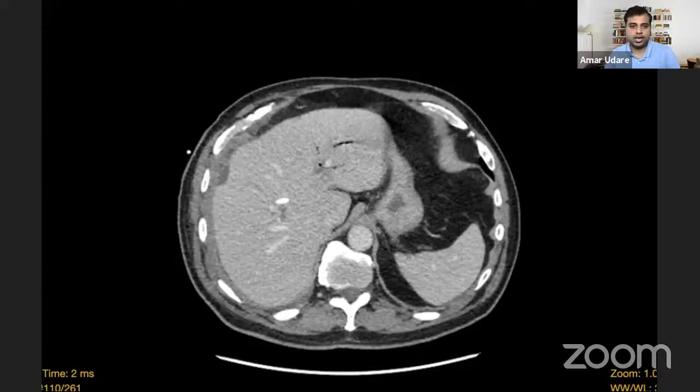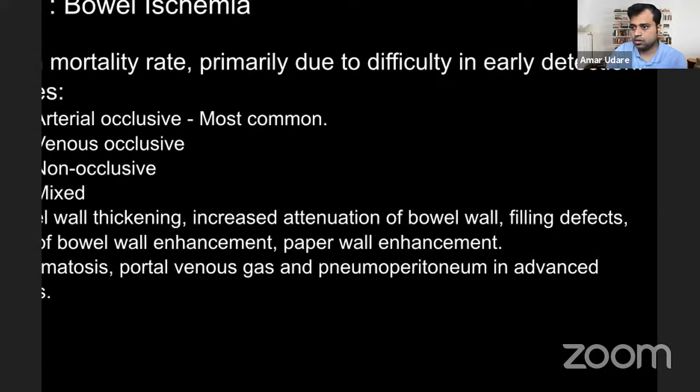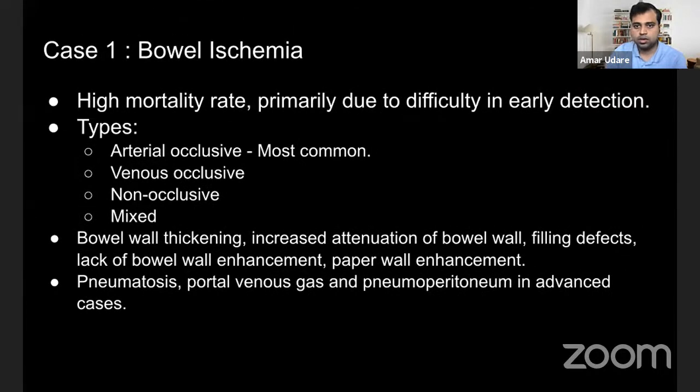So the first case we discussed was bowel ischemia. The reason it's important to recognize is that it has a very high mortality rate, mainly because it's difficult to diagnose clinically, and even on imaging, you may miss it sometimes.